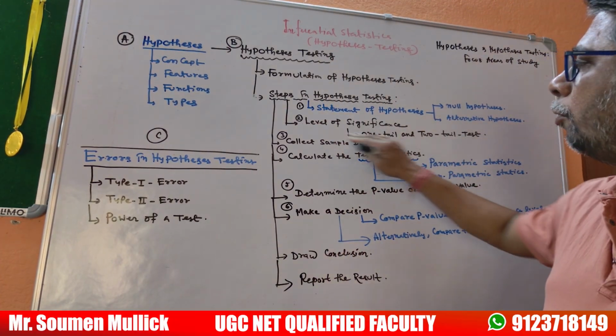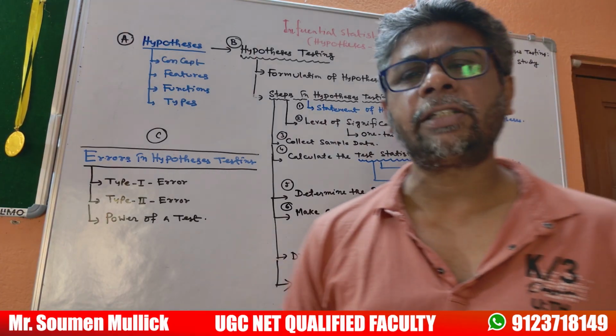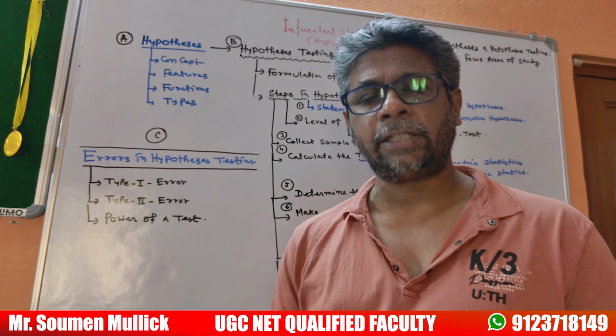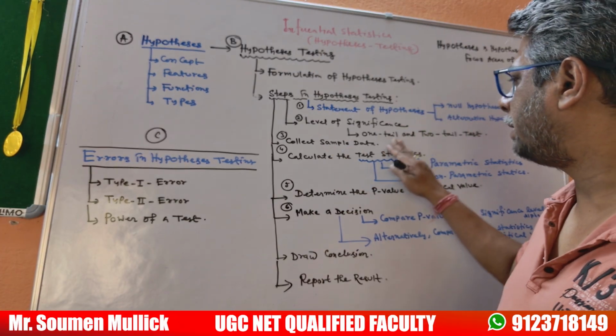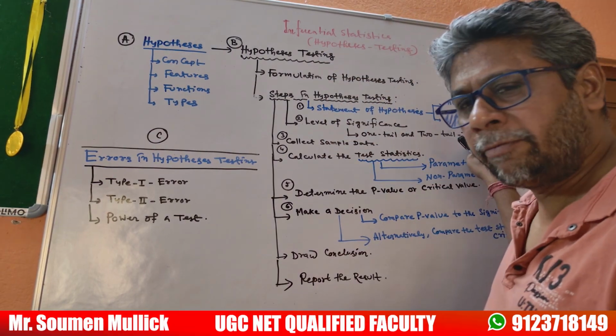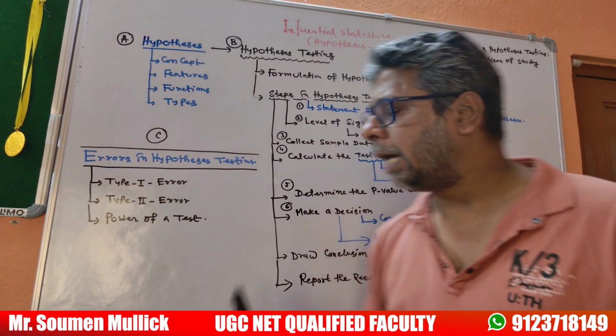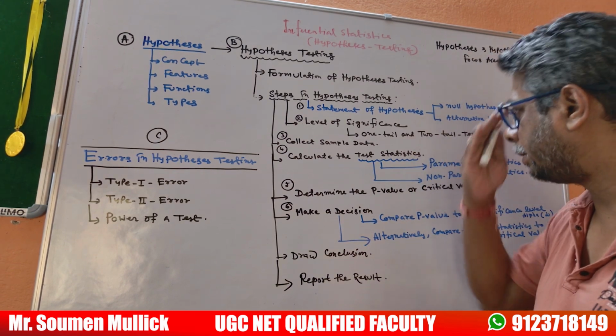The second step, we have to draw the level of significance. The level of significance is generally 5% or 1%. This is the level of significance. Generally, we select the 5% level of significance. Under this section, we have to study the one-tail test and two-tail test.